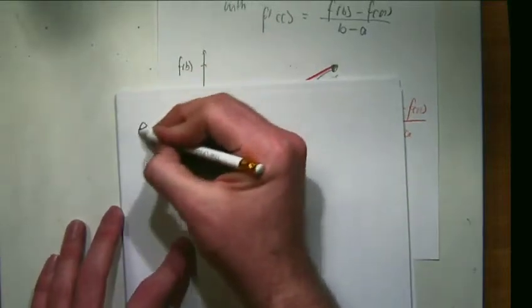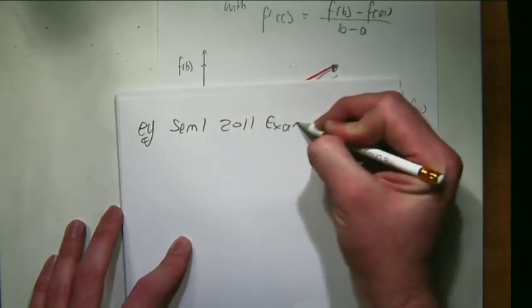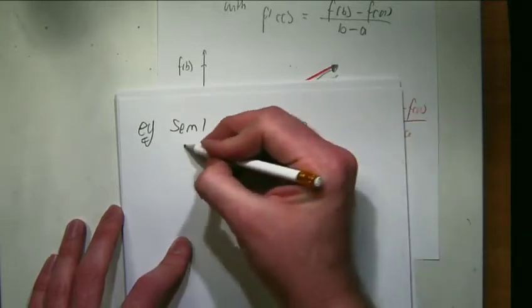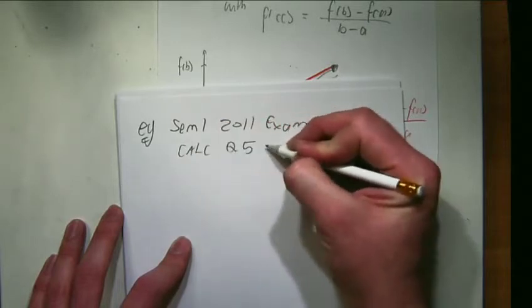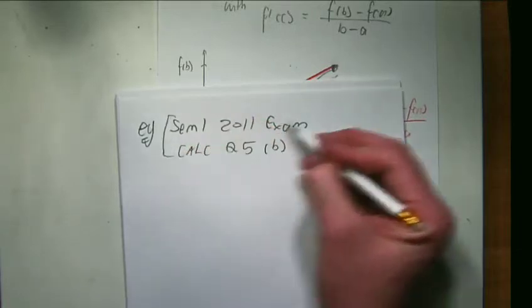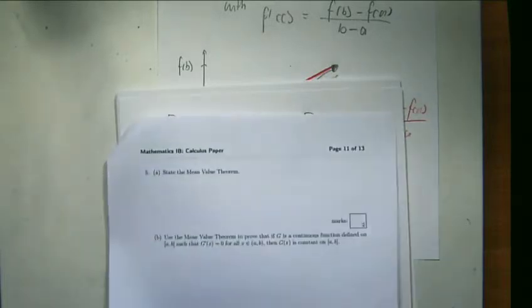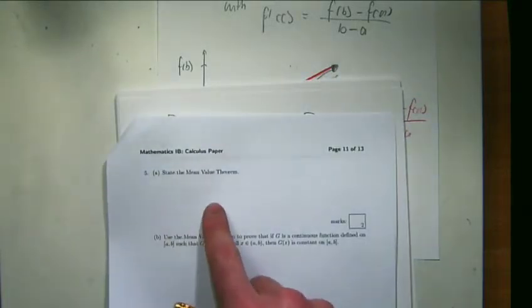This is from semester 1, 2011. That's what it is. Semester 1, 2011 exam, calculus question 5B. Okay. See, look, the first part A is state the mean value theorem. So you just need to know how to say it.